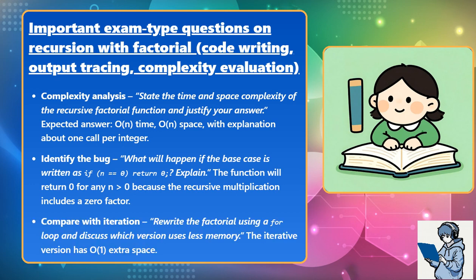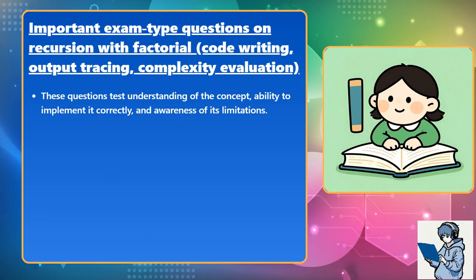Compare with iteration: rewrite the factorial using a for loop, and discuss which version uses less memory. The iterative version has big O of 1 extra space. These questions test understanding of the concept, ability to implement it correctly, and awareness of its limitations.